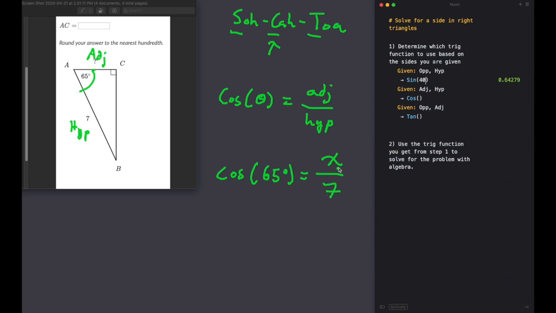So if I want to solve for x, what I have to do is multiply both sides by 7. These 7s cancel out, and I'm left with a 7 over here. So I need to do 7 times cosine of 65 for my final answer. And this is going to be x equals 7 times cosine of 65.